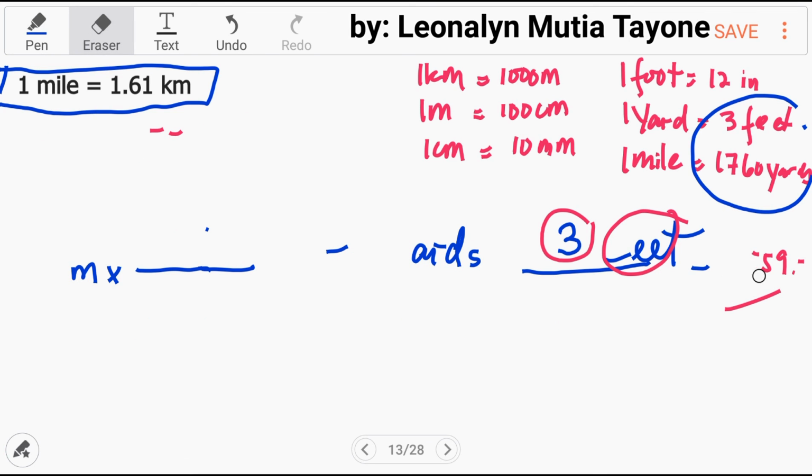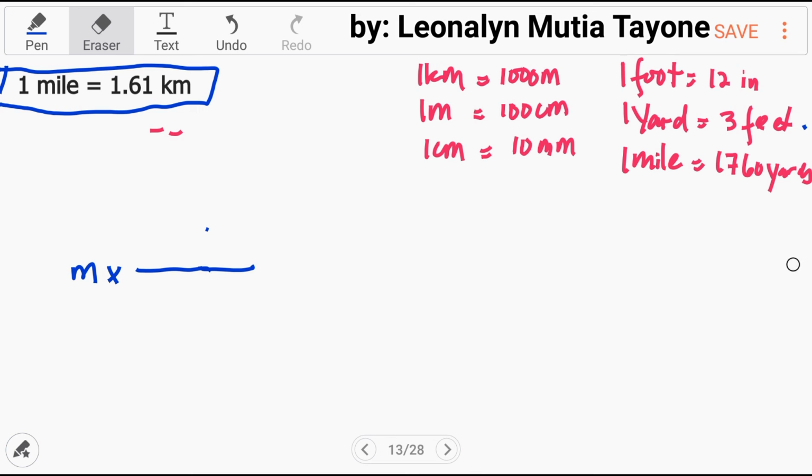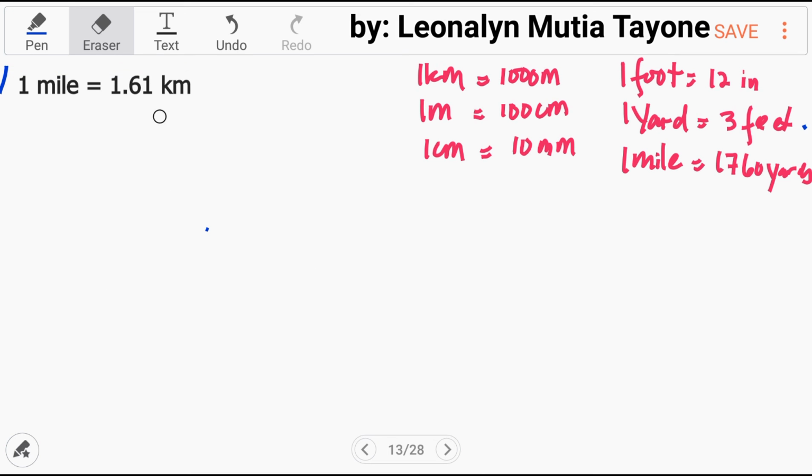Another example. By the way, mahihirapan kayo nito kung yung basic na pag-multiply ng mga fraction o mga division ay nakalimutan nyo na. So, mas mahirap sa inyo yung regarding sa conversion. So, mas maganda pa rin huwag kalimutan kung paano mag-multiply, yung mga cancellation sa fraction. Huwag nyong kalimutan yan kasi napaka-importante yan when it comes to conversion.